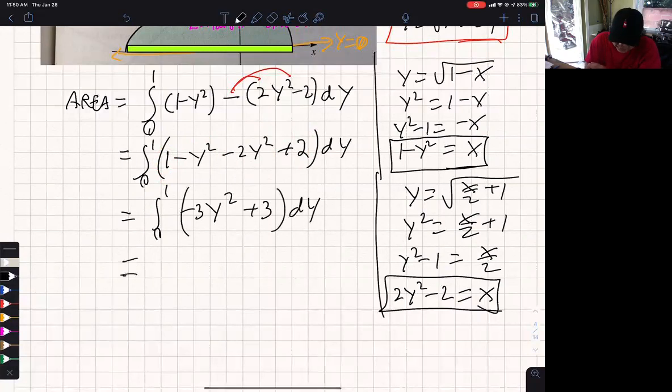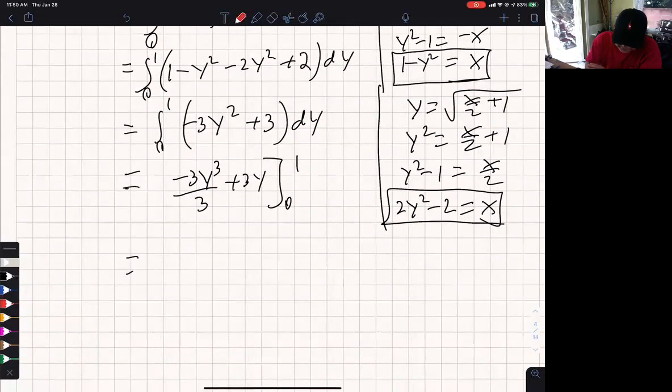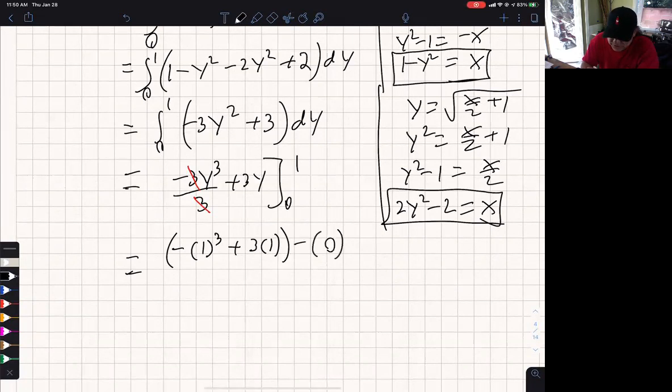Now I can find the antiderivative. That's going to be negative 3y cubed over 3 plus 3y. Well, those are going to cancel for me. And now I'm going to plug in 1. Then I'm going to plug in 0. Plugging in 0 just gives me 0 on both those. So I'm going to get negative 1 plus 3, which comes out to be 2. And there is my answer.